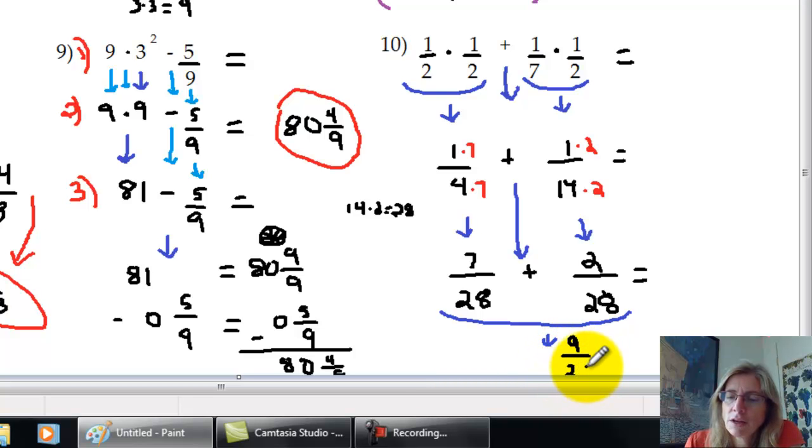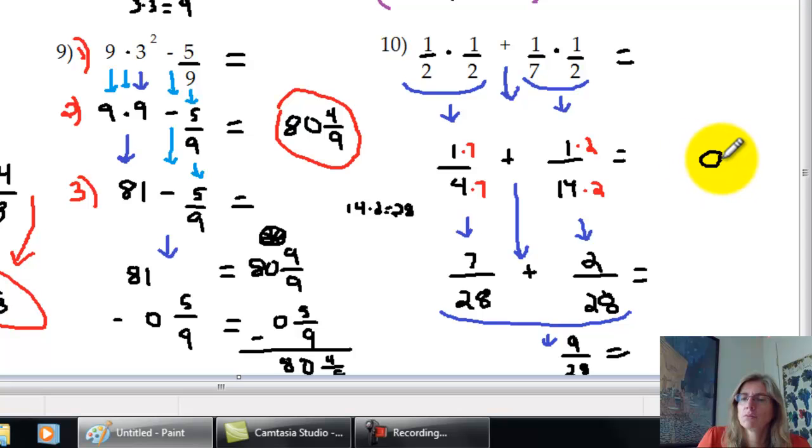28 is not divisible by 3. 9 is. 28 is divisible by 2, but 9 is not. So 9 28ths is already reduced. So the answer to this problem is 9 28ths, and that is problem 10.